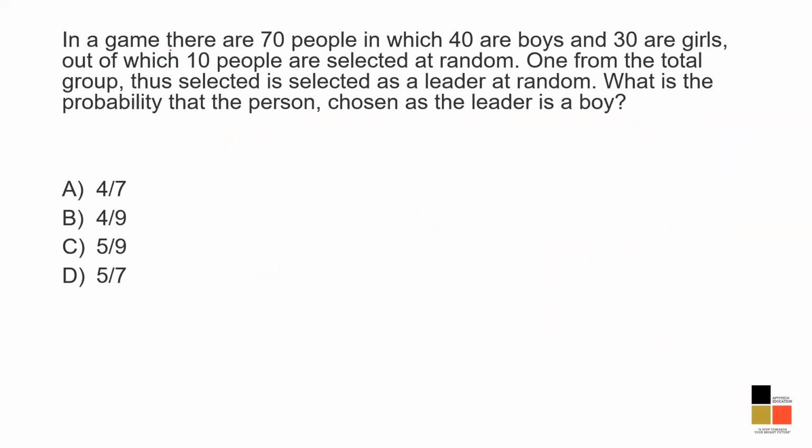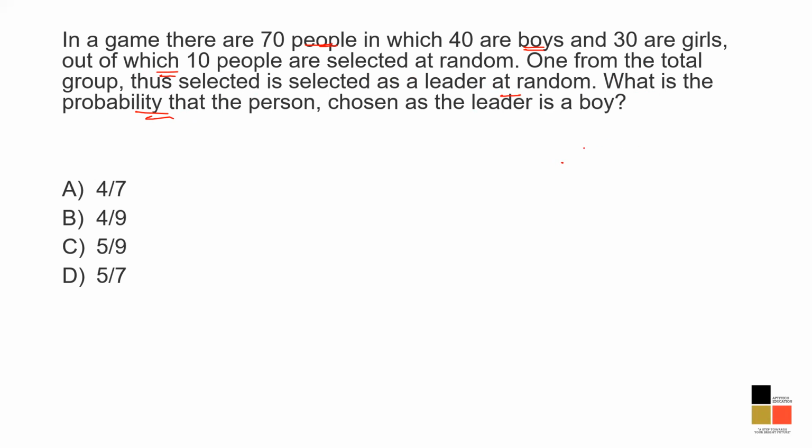Let's do the next one. In a game, there are 70 people, of which 40 are boys and 30 are girls, out of which 10 people are selected at random. One from the total group is selected as a leader at random. So there is a selection, and you also have to select a leader. What is the probability that the person chosen at random is a boy? I have to find out that the person chosen at random has to be a boy.